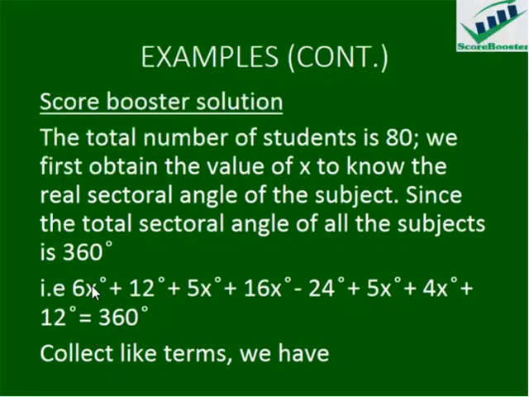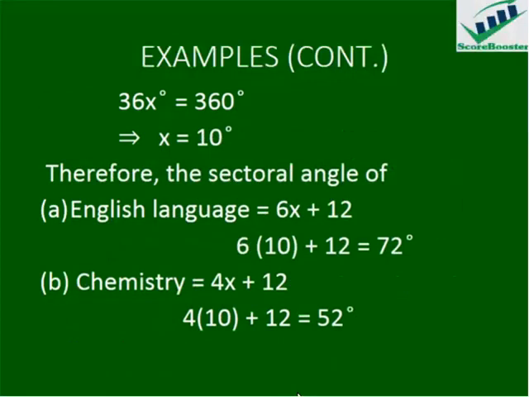So we are left with 36x degree plus 0 equals 360 degree, which is same thing as writing 36x degree equals 360 degree. So now we make x the subject of the formula. We divide through by 36 degree and we have x equals 10 degree. So now we substitute the value of x into the sectoral angle of each of the subjects.